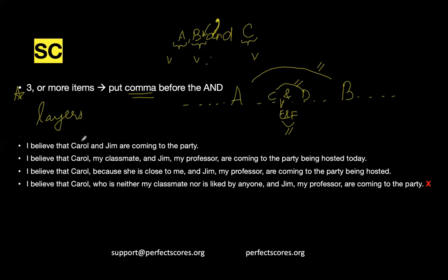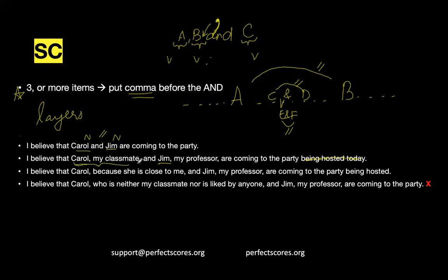For example, the first one: I believe that Carol and Jim are coming to the party. So the parallelism is clearly between Carol, which is a noun, and Jim, which is also a noun. And these nouns are both names of people, so there is parallelism between them. The second one: I believe that Carol, my classmate, and Jim, my professor, are coming to the party being hosted today. So this is all extra, just added to confuse you, to lengthen the sentence.